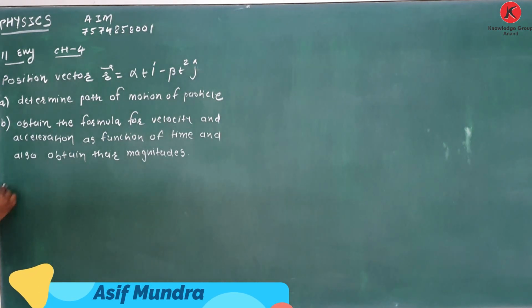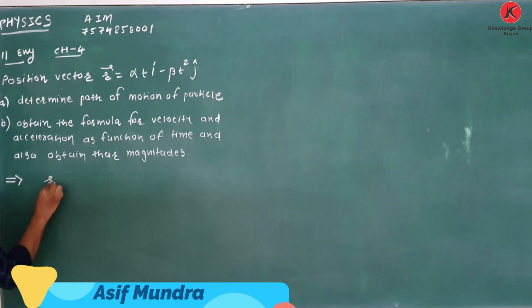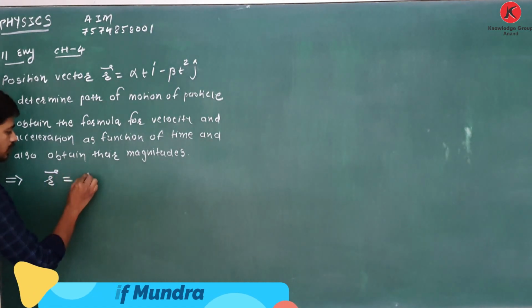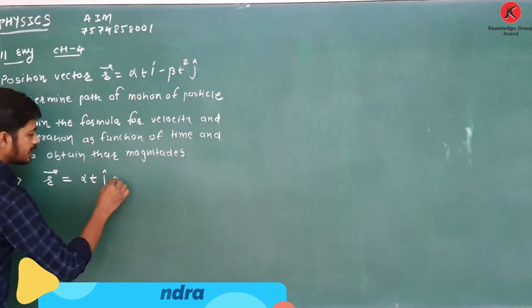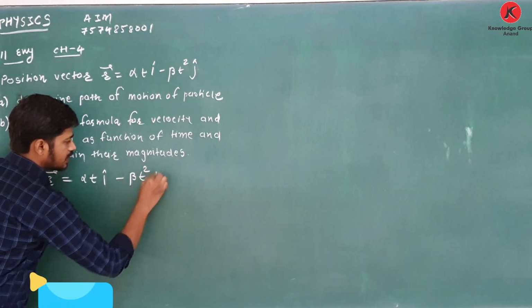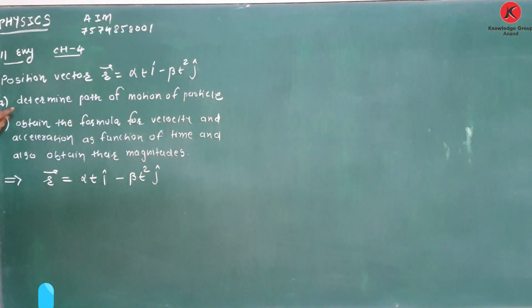You are given position vector, that is r is equal to alpha t i minus beta t square j. First question is determine path of motion of particle. To determine path of motion of particle, you have to obtain one equation relating x and y. And from that equation, if we compare with some standard equation, you will get path of particle. But how to obtain equation relating x and y?